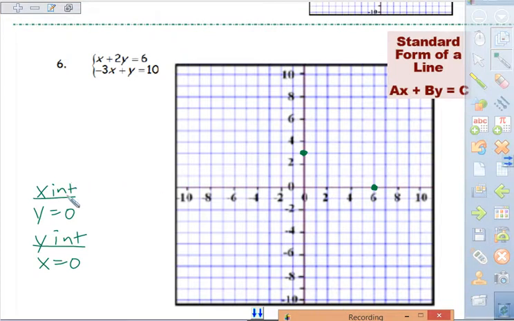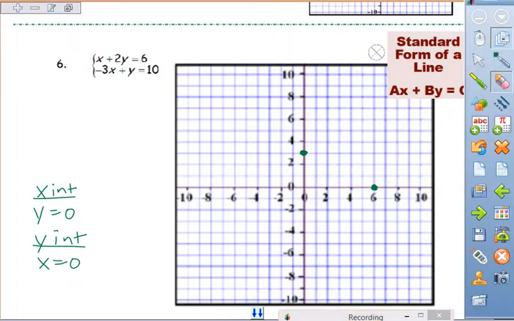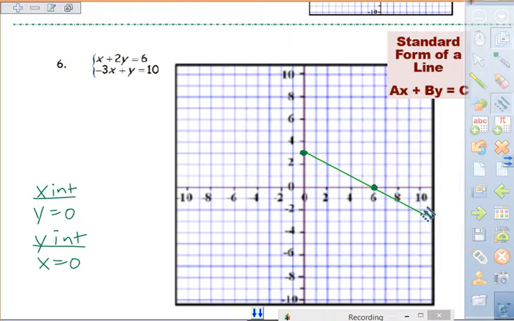So remember, from that previous chapter, to find our x-intercept, we plug 0 in for y. To find our y-intercept, we plug 0 in for x. So that's why I was covering up, because 2 times 0 is 0, so then x is equal to 6. And then you can go ahead and use your straight edge to connect your dots.